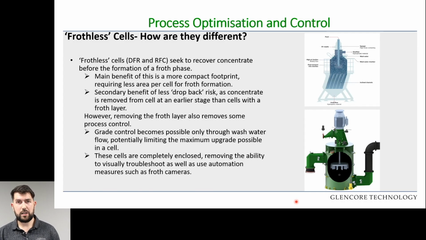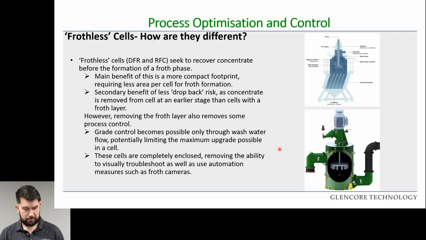A secondary benefit is that there's less drop back risk from the froth because you are recovering the material at an earlier stage. However, the trade-off of removing that froth layer is that you also lose some process control. So your grade control becomes only realistically possible through wash water addition. So you're then potentially limiting the maximum upgrade potential in a cell because you don't have the drainage that you get with froth.